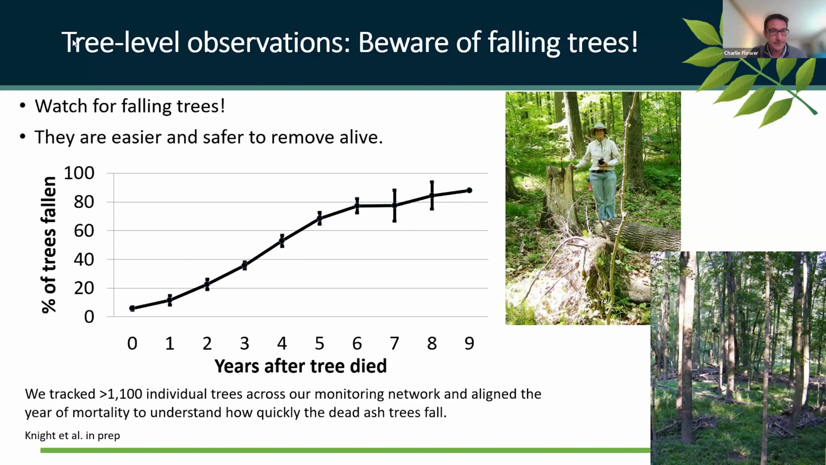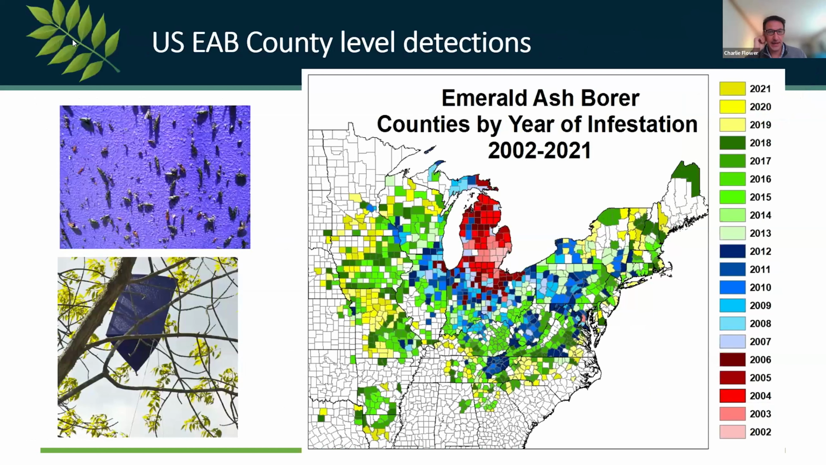systems. So at the county level detections here, you can see it was imported into the Michigan area. So we get the presence of EAB radiating out from Detroit across these waves. And so here are our observations from 2002 to 2021. And we've already got emerald ash borer in Denver and Colorado. So it's going to continue to be an issue here in the region for quite some time.